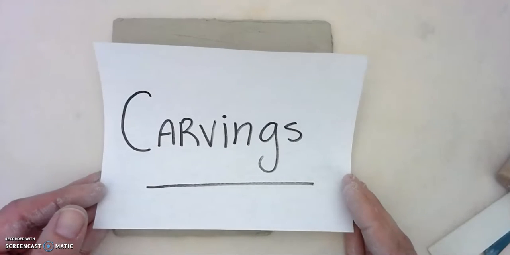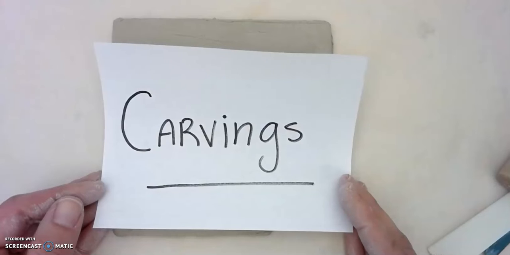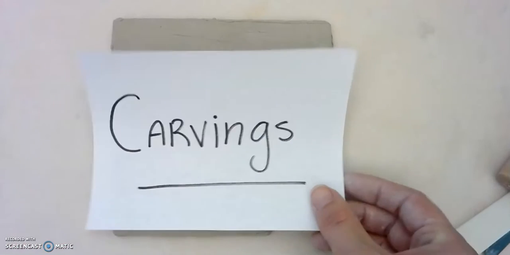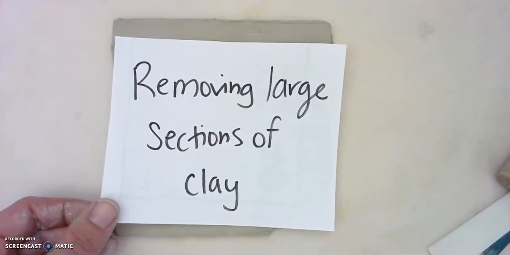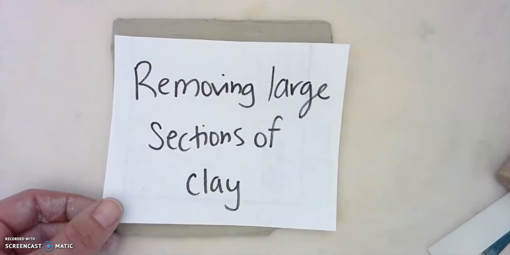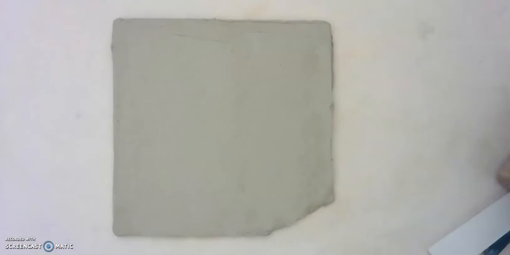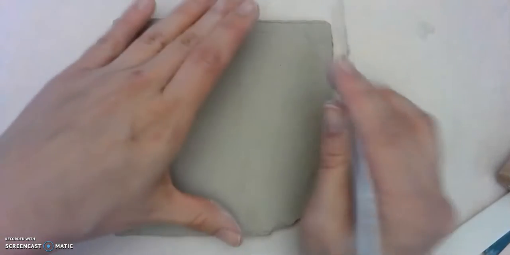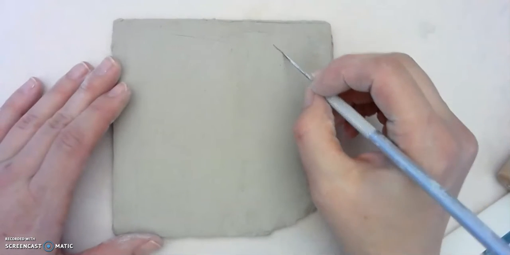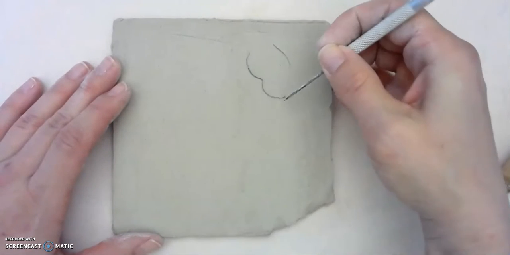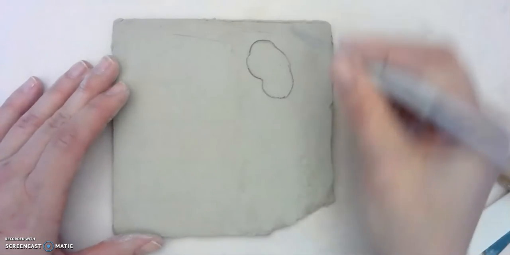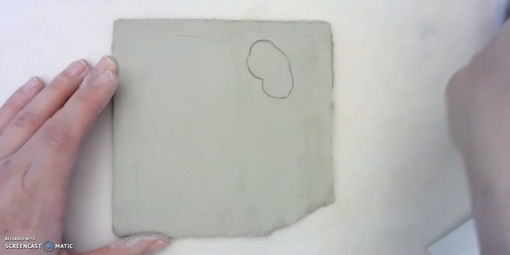Yes, you can carve into the surface of the clay. Just make sure it's not thin. If it's thin, you might poke a hole. So what is carving? You're removing large sections of clay. So it is typically easier to plan out your carvings first by drawing where you plan to do the carving. For example, let's say I'm going to be carving out this shape.